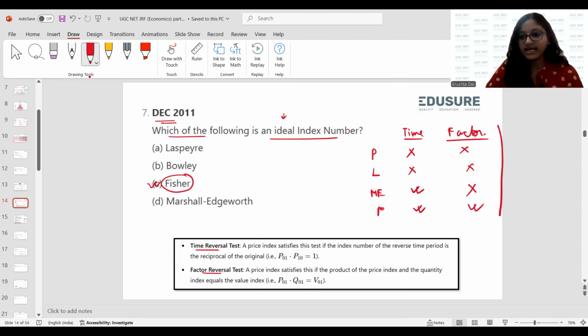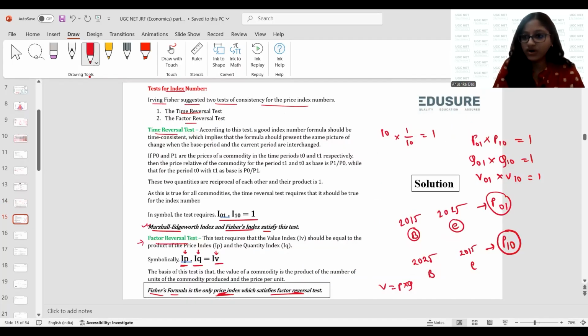So if you remember this chart, this will help you in the exam also. This will come very handy. So please remember this, and the answer will be Fisher. What is the ideal index number? Fisher is the ideal index number, and I've given you the concept also. This is how it works, right?